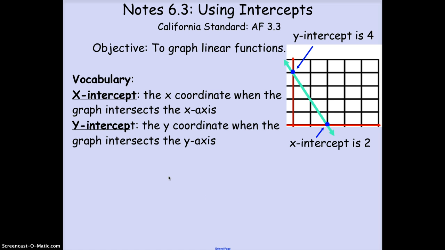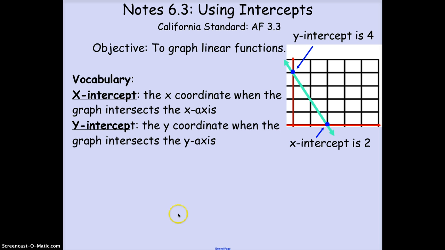So, we've done this already, where you choose values for x and solve for y. Now we're going to learn a different strategy. Our vocab for today is the x-intercept, which is the x-coordinate when the graph intersects the x-axis. And the y-intercept is the y-coordinate when the graph intersects the y-axis.